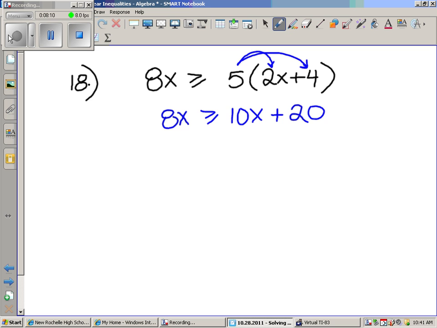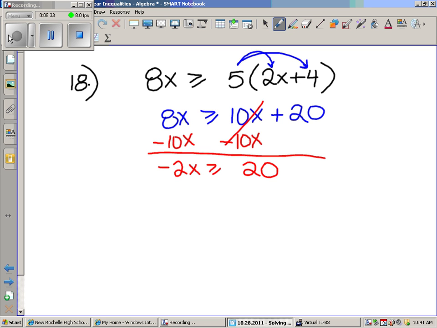Now, what do we do? I mean, this is weird. We got x's on either side, right? Zulema. Yeah, I like it. We're going to subtract 10x from both sides. Sure. Get the x's on one side. Yep. Zulema also. Negative 2x on this side is greater than or equal to 20.